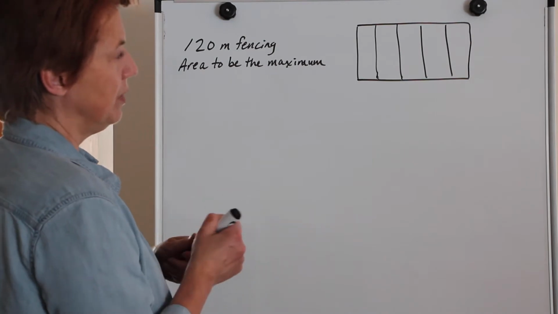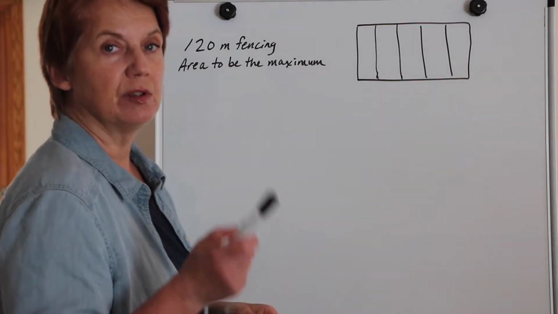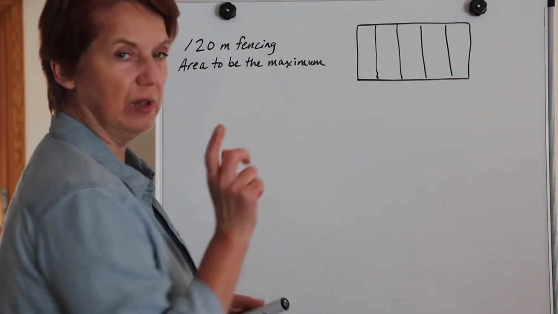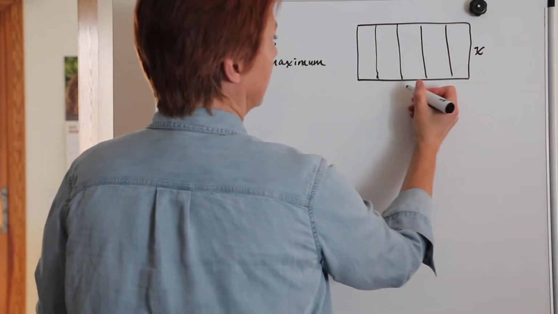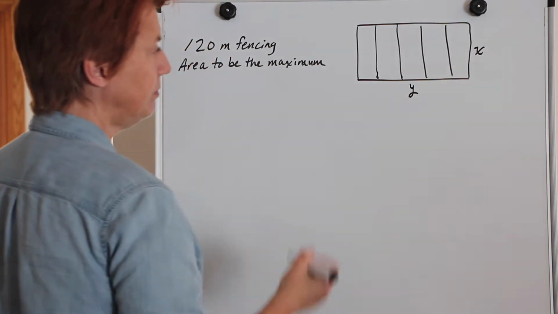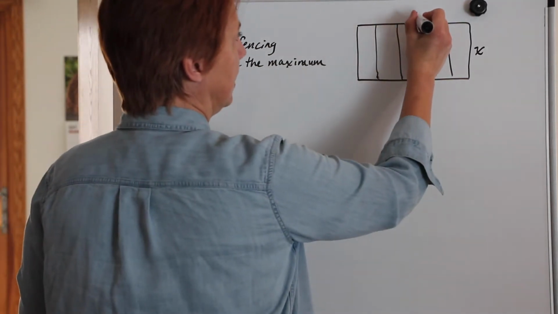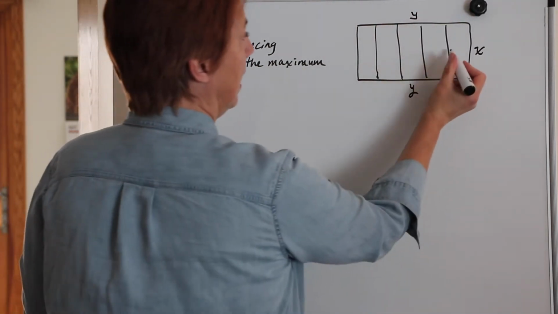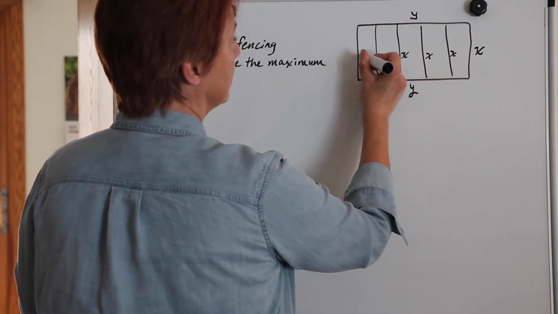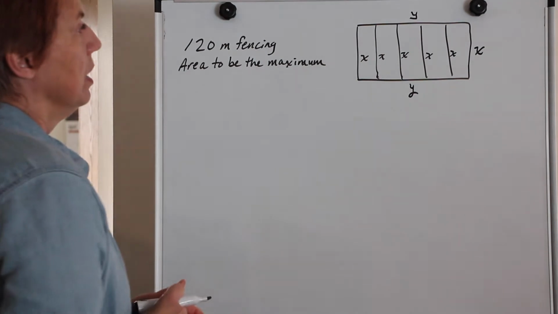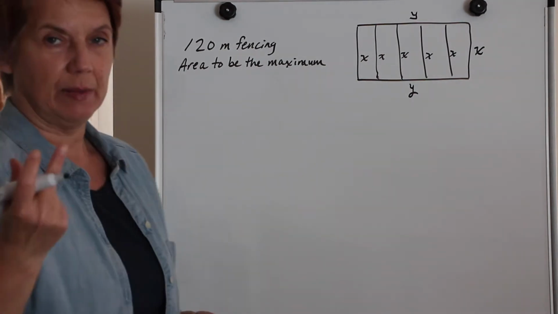Well, first thing we want to do is assign variables to the two lengths. Okay, so we're going to call this length x and we're going to call this length y. Now, we have another length y here, and length x's all the way across here. So we need to set up two equations.